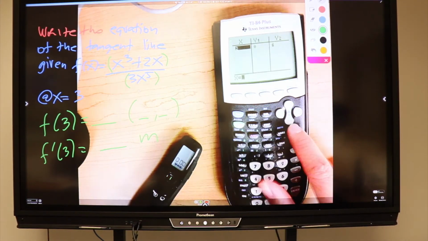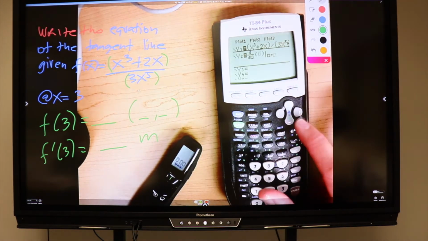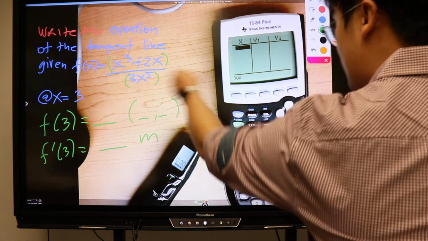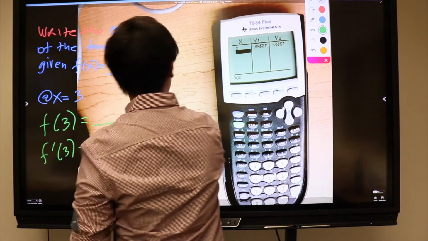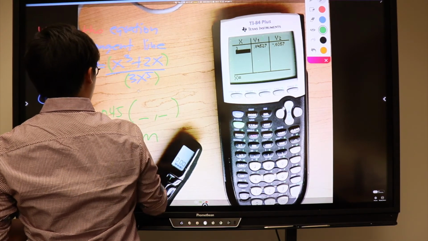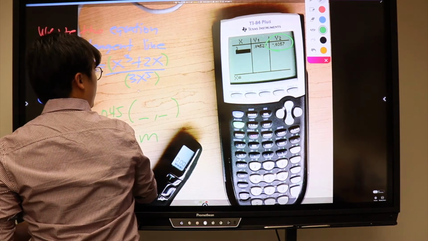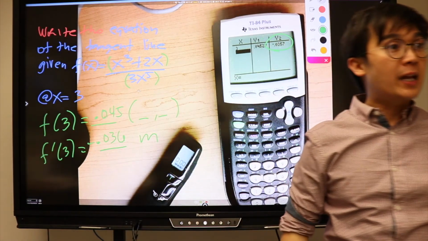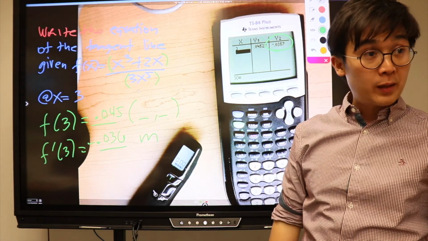And to do that, so that I can plug the value of x, what do I need? x equal to 3. So this is my y sub 1, 0.045. And my f prime of 3, negative 0.036. In AP calculus, you need to round your answer to the nearest thousandth, 3 decimal places.